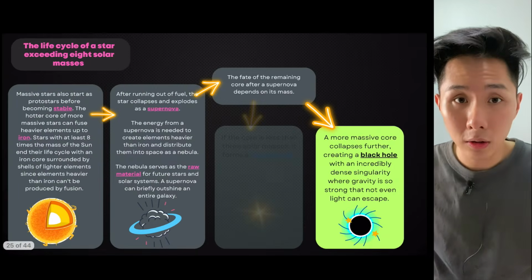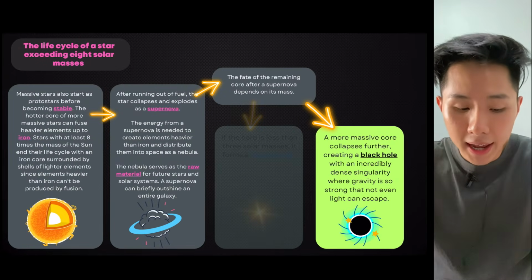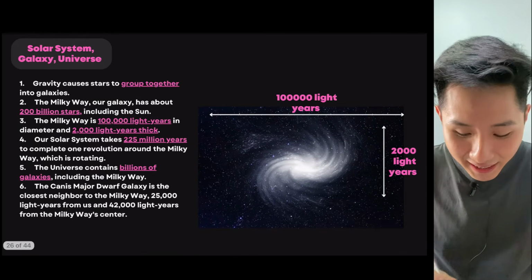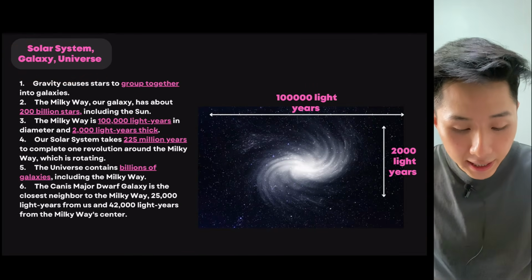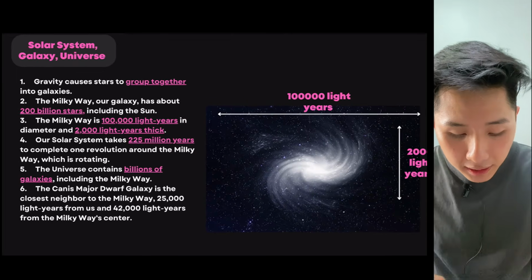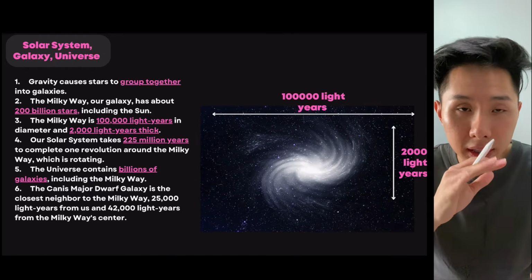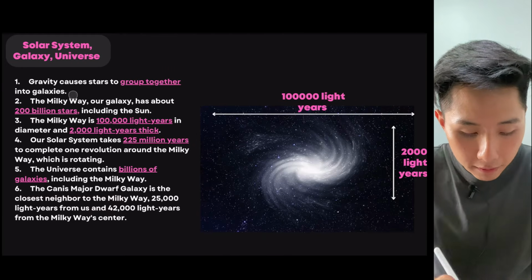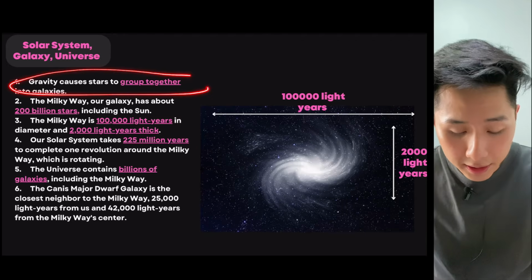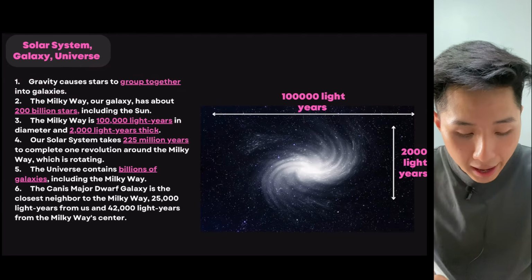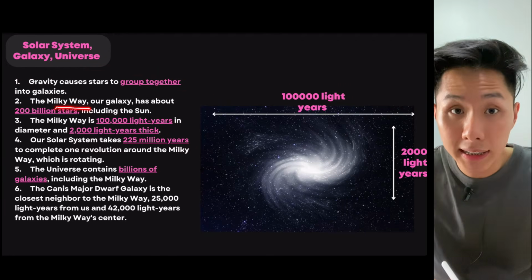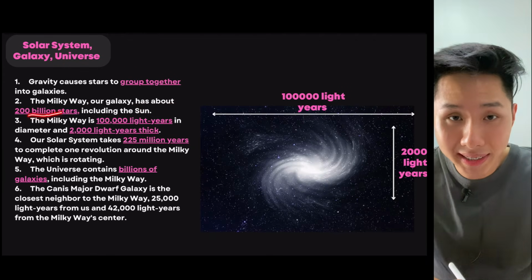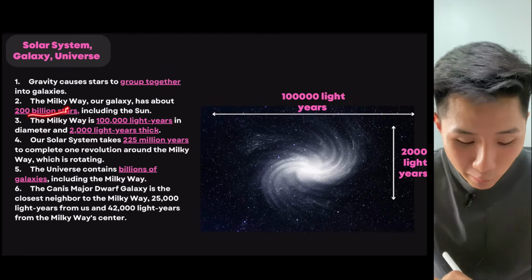And that's the life cycle of a star, from how it is born to how it dies. Great. So next up, we have the solar system, galaxy, and the universe. In fact, the universe is much greater than the solar system. So let's read. Gravity causes stars to group together into galaxies, and the Milky Way is the galaxy that we are in, and it has around 200 billion stars, including our sun. So the sun is just one of them.